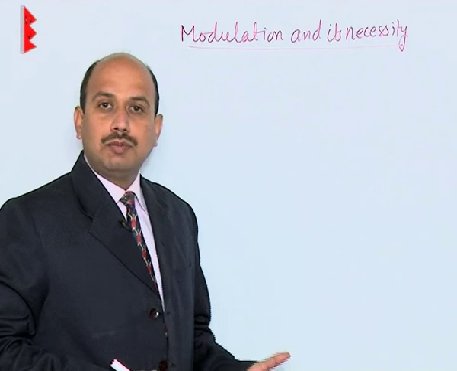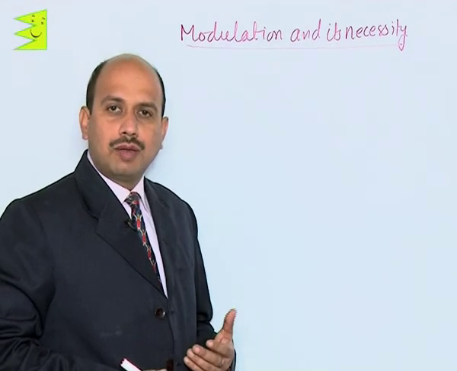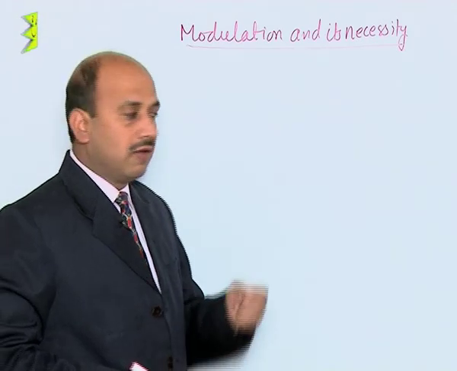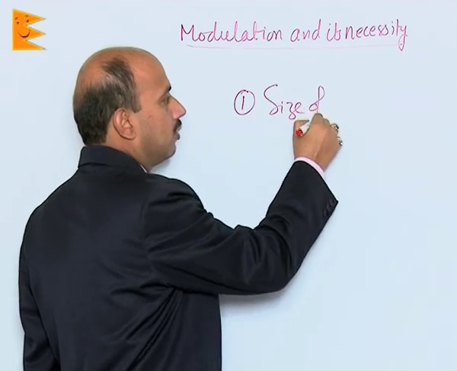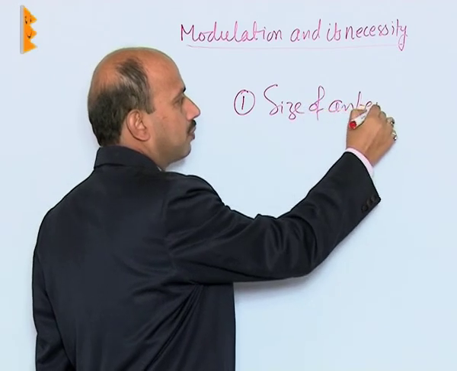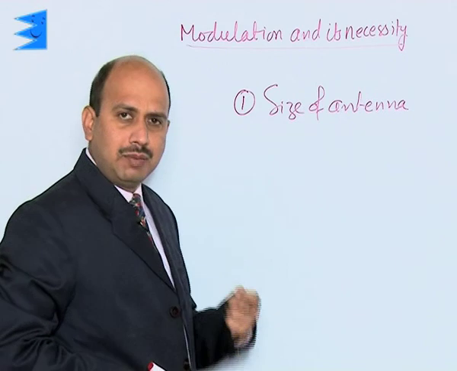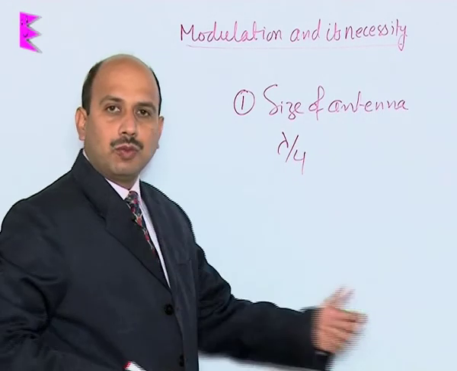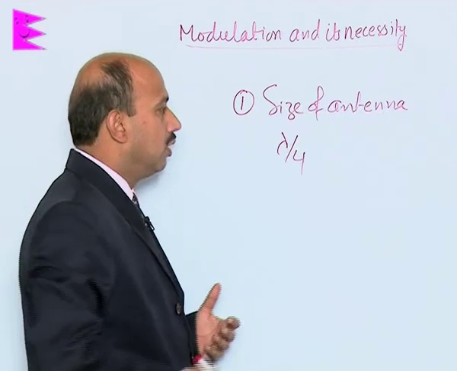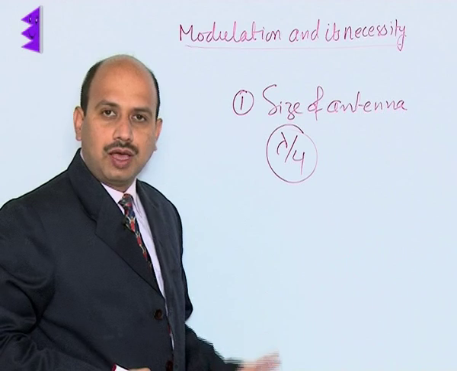Why do we need modulation? This now we have to see here. Modulation is required because of the following three reasons. First one is size of antenna. The minimum size of the antenna should be lambda by 4. It means the wavelength which has to be transmitted, one fourth of it should be the size of the antenna.